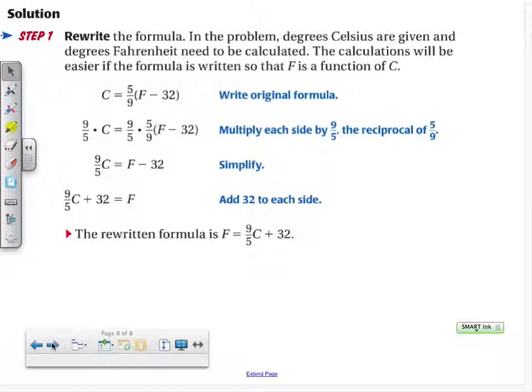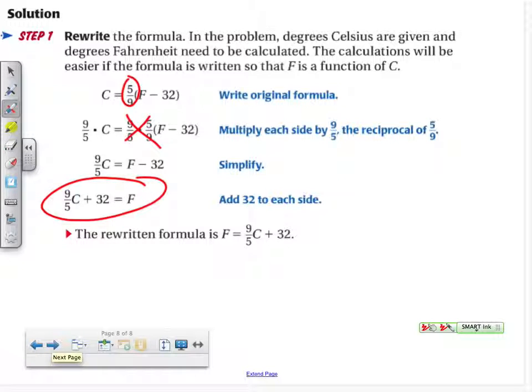So you start, we'll deal with the fraction here. Take the 5/9, multiply both sides by 9/5, the reciprocal. It cancels here. You get 9/5 C equals F minus 32, and add 32. And here's our literal equation to convert Celsius to Fahrenheit.